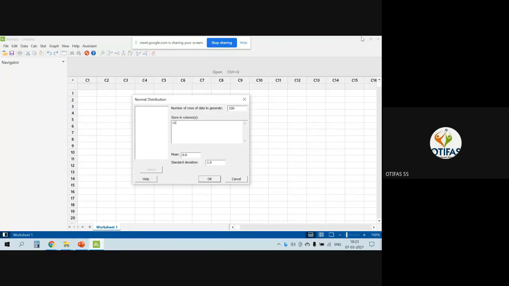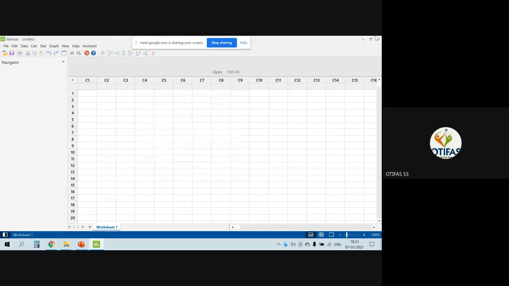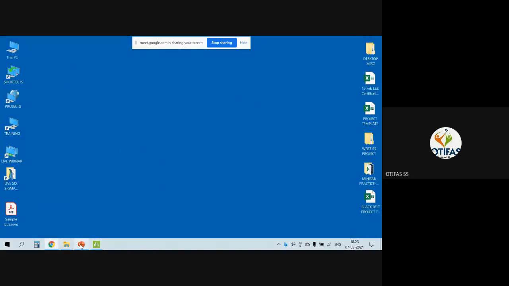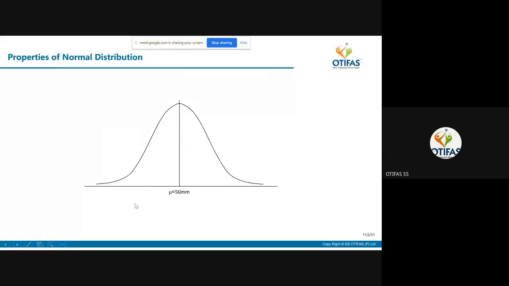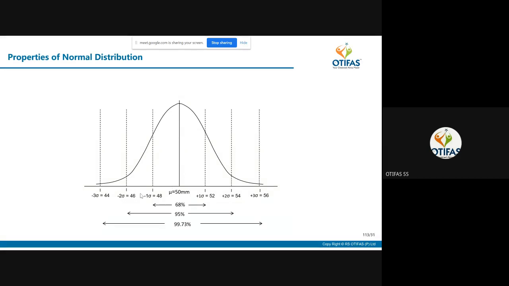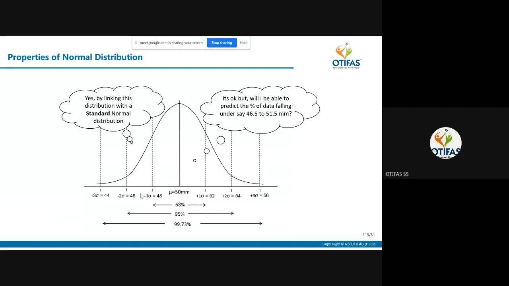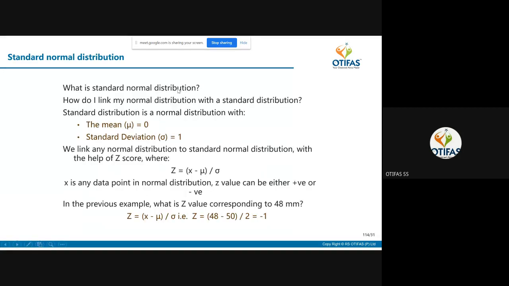So we can predict it by linking it with a standard normal distribution. I know there is a disturbance in sound from my side; I am helpless for that. Okay, 68%, 95%. What is a standard normal distribution? How do I link my normal distribution with the standard normal distribution?